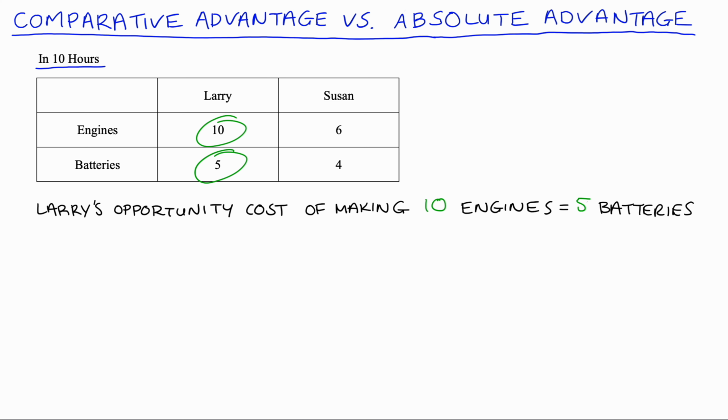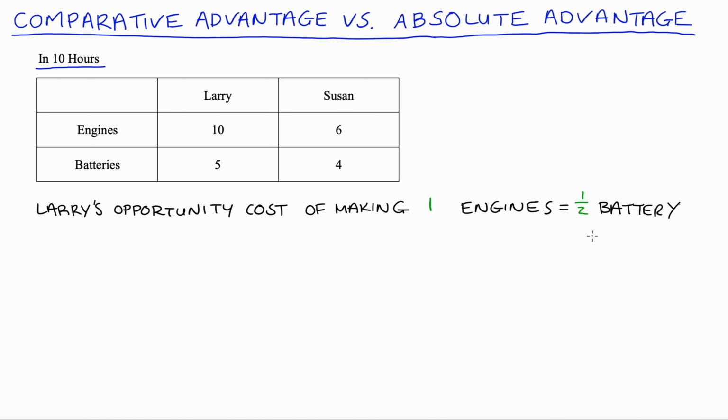This is perfectly fine, except that when we calculate opportunity costs, it's customary to report them in terms of making just one of the good. This allows us to compare our opportunity costs between individual actors later. In order to normalize Larry's opportunity cost to be in terms of 1 engine, I'm going to divide 10 by 10, which is equal to 1. But I'm also going to divide 5 by 10 as well, and this will keep the ratio of the trade-off correct, which is what we want. So we can see here I've normalized the number of engines to be in terms of 1, and we can see that Larry's opportunity cost of making 1 engine is half of a battery.